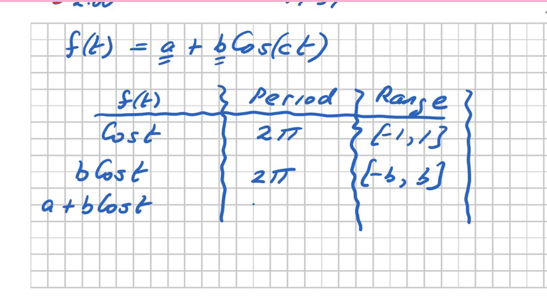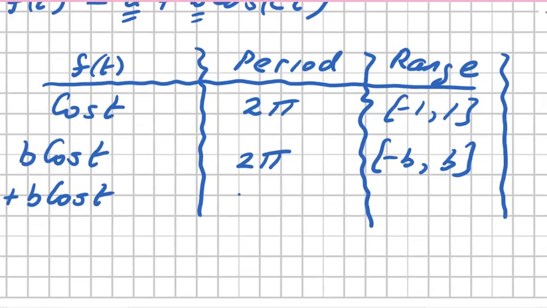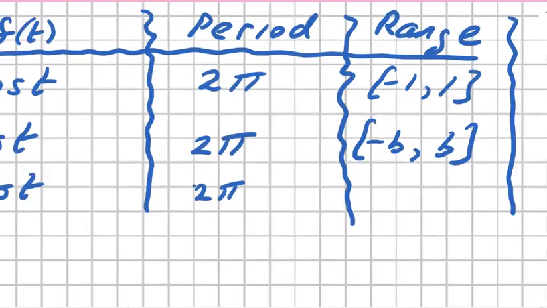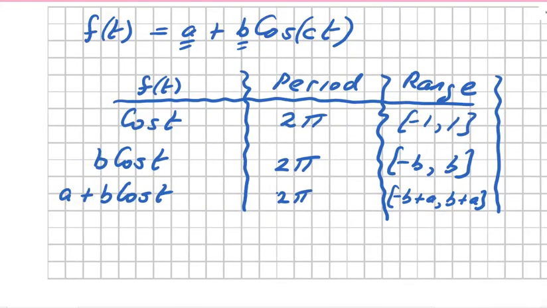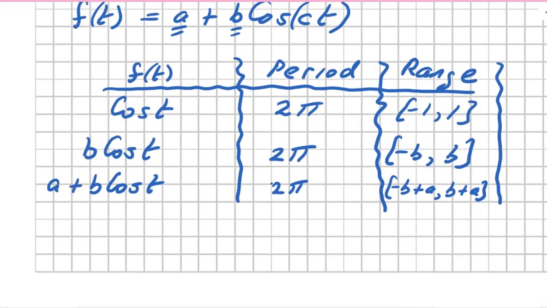If a was 3, it moves up 3 places, and so on. And the period doesn't change as a result, that stays the same. So what happens is each of these here, the -b moves up a places to -b plus a, and so does the b. So the range has changed to -b plus a and b plus a.